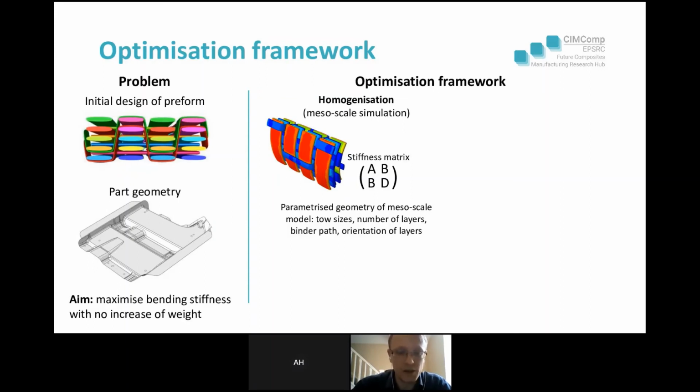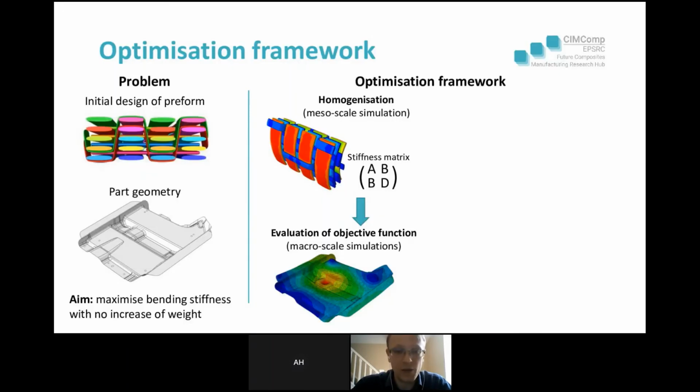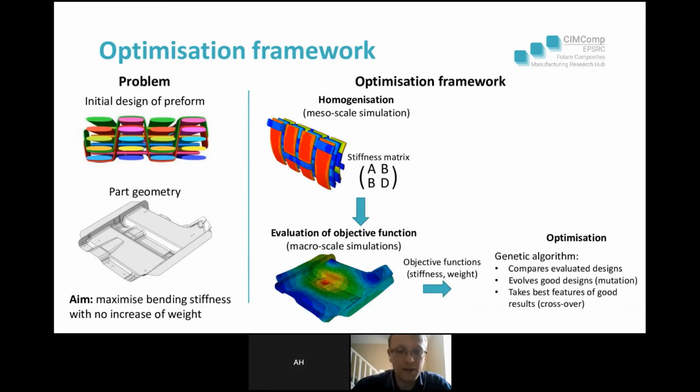We can homogenize this mesoscale geometry and obtain a stiffness matrix, an ABD matrix, which we then pass on to the macroscale simulations, where we perform a finite element analysis on the structure we want to optimize. In this case, we apply a bending load to this structure and obtain its stiffness, which together with weight form objective functions for the optimization. These objective functions are used in the genetic algorithm to compare the designs of the reinforcement with each other.